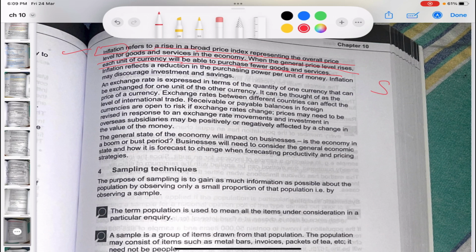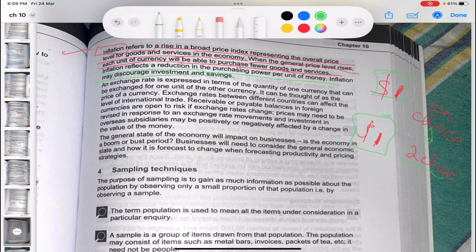So, for example, today with $1, I can purchase, let's say, 10 chocolates. It's just an example. Tomorrow, after a few years, with $1, I can purchase only 2 chocolates. So, with the same amount of currency, I'm able to purchase fewer chocolates now. That is what is known as inflation, that the value of per unit currency decreases. Inflation reflects a reduction in the purchasing power per unit of money.